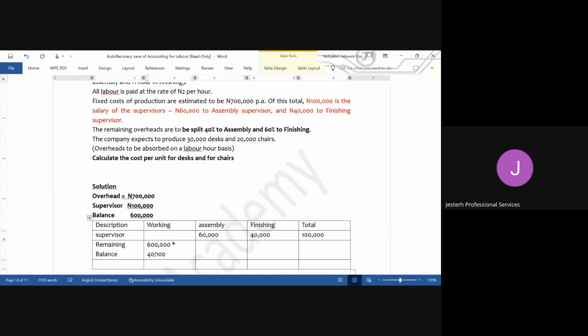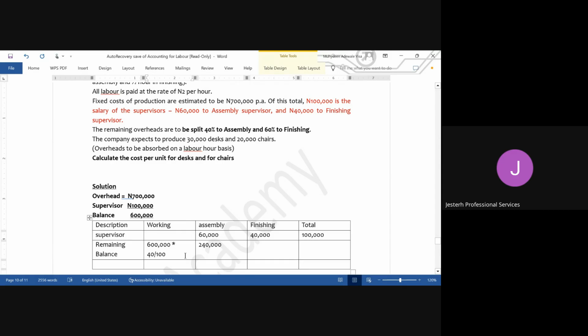I believe we know how we get this 100. How do we get this 40 and then 100? Remember, this is what we are using: 60 to 40, which is 100%. So now let's carry our calculator and calculate it. 600,000 multiplied by 40 divided by 100. If we divide this, we are going to get 240,000 for the assembly.